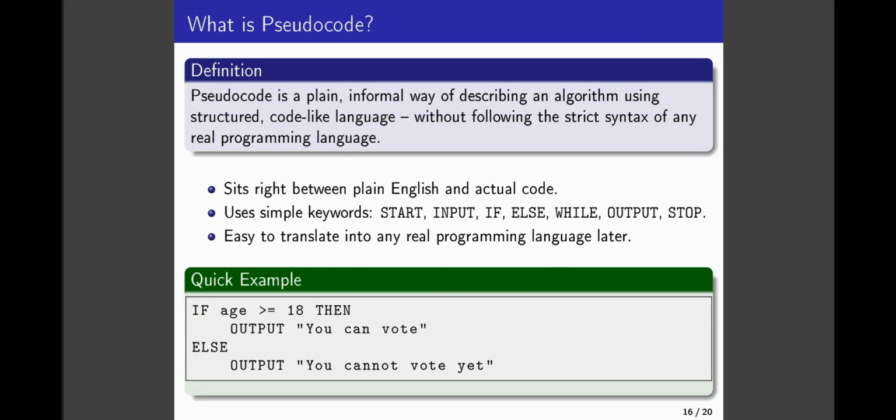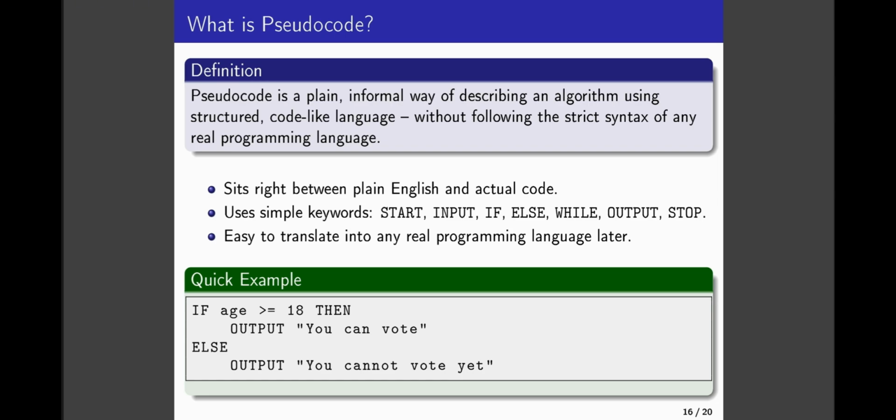Then we have pseudocode. Pseudocode is a plain, informal way of describing an algorithm using structured, code-like language without following strict syntax rules or any real programming language. So it actually sits right in between plain English and actual code. It uses simple keywords like start, input, if, else, while, output, and stop. And because of that structure, it's really easy to translate into any real programming language later on.